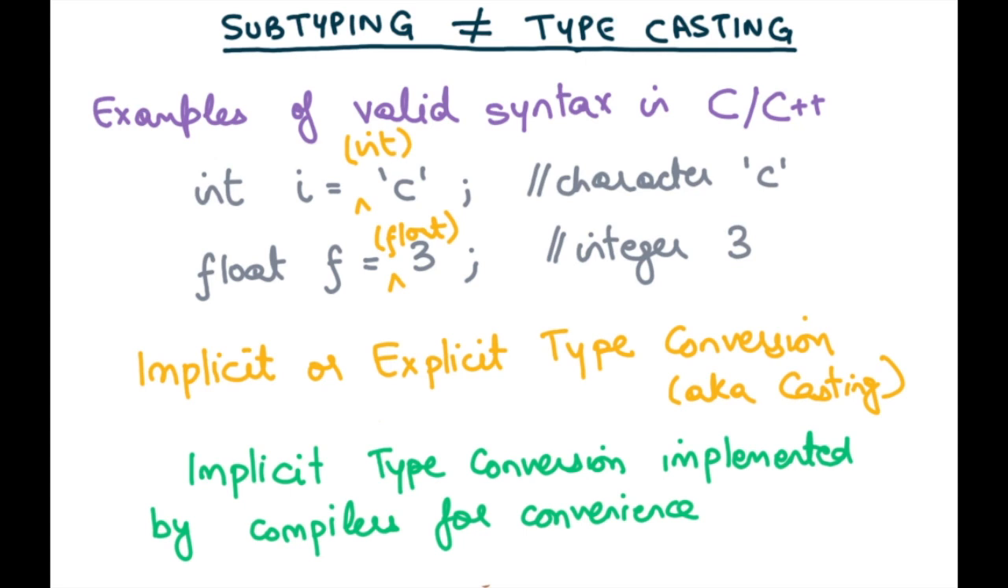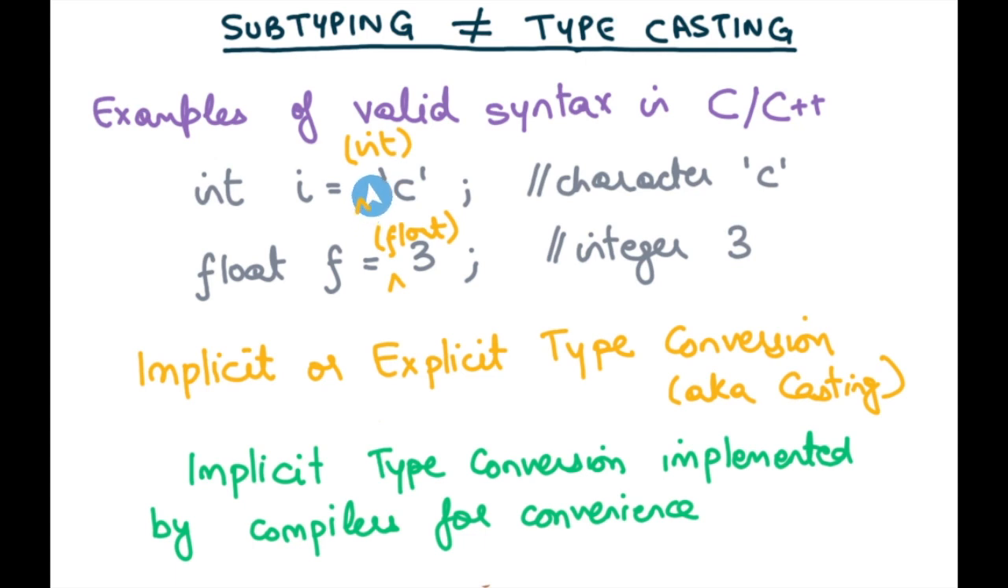Well, it turns out that C and C++ also support what is called implicit or explicit type conversion, also called typecasting. And so subtyping and typecasting are two different things. So when you write code like this, where you say int i equals character c, the compiler implicitly inserts a type conversion operator here, int, and you could have done that yourself too. And this is something that the compiler provides to the programmer as a matter of convenience. Different compilers may choose to do different things here. For example, some compilers may say, I'm not going to do implicit type conversion. These implicit type conversions are implemented by compilers for convenience, and they should not be mistaken for the subtyping relation.